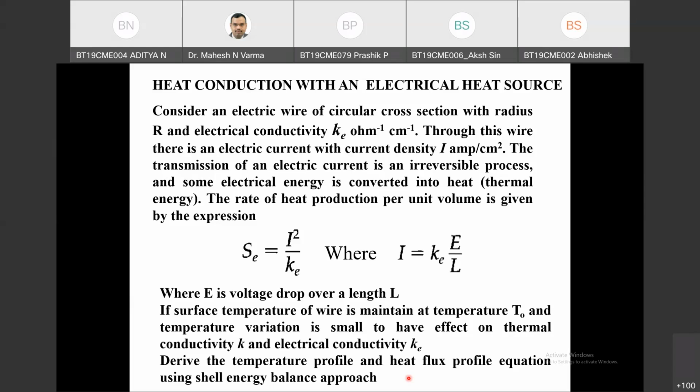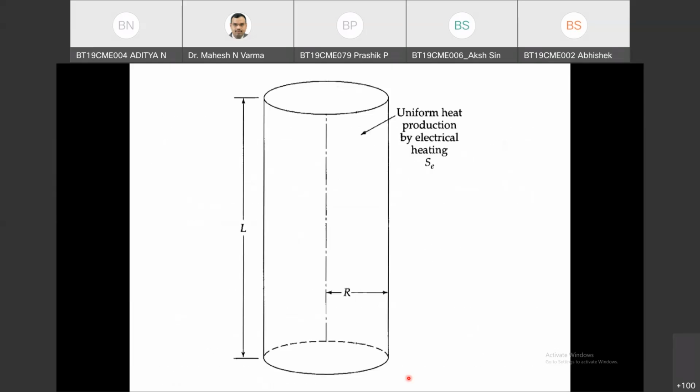What are the three directions in cylindrical coordinate system? Sir, R, phi, and theta. No, cylindrical coordinate system. Oh sorry, R, Z, and theta. R, Z, and theta. Now we just need to worry whether temperature is varying in R direction, in theta direction, and in Z direction.